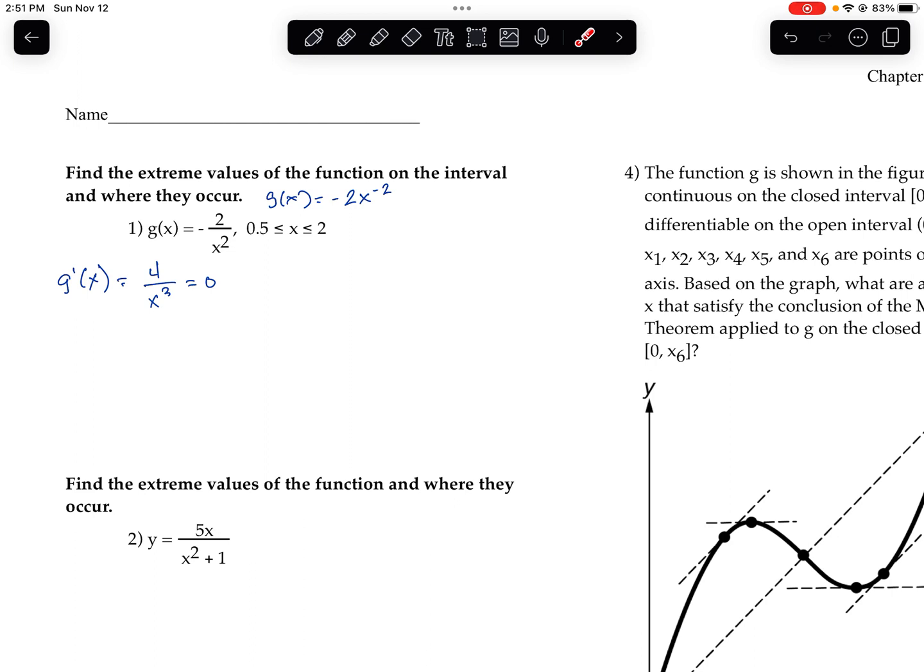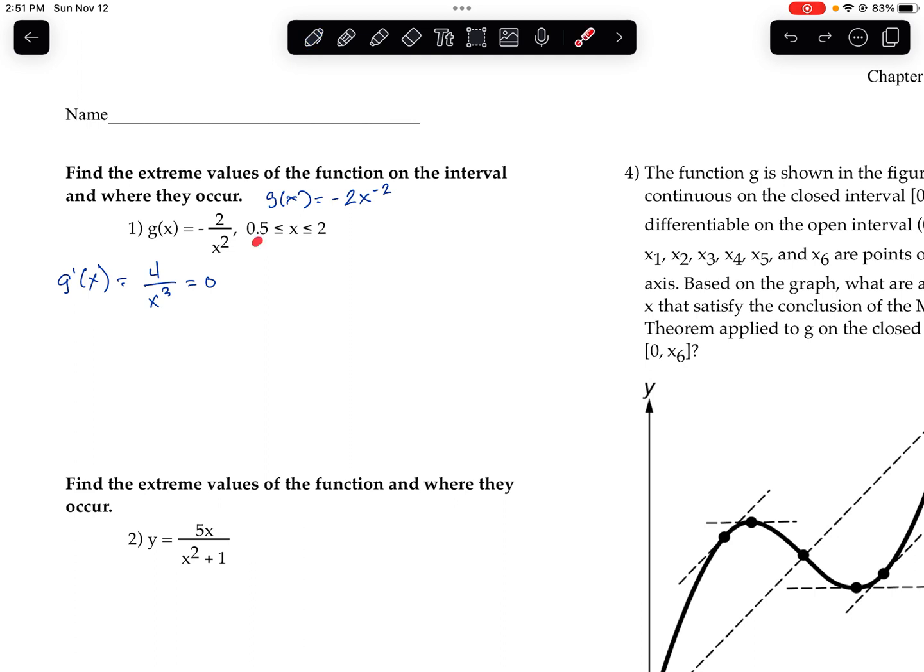Now, this derivative will never equal 0, because the only way for a rational expression to be equal to 0 is if the numerator is equal to 0, but since the numerator is 4, it will never equal 0. But it will be undefined when x is equal to 0. The thing about that, though, is that 0 is not within our interval, so it's irrelevant.